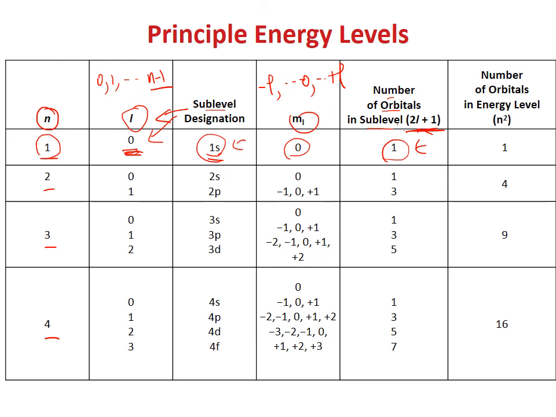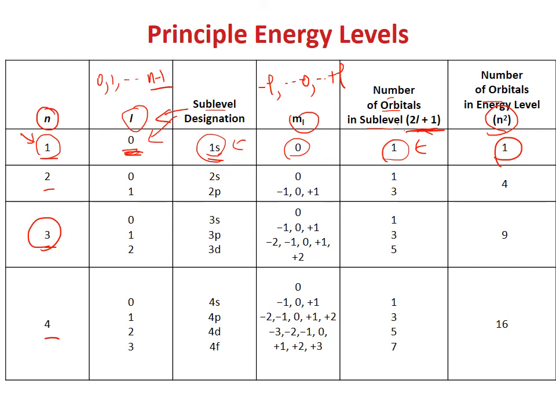And the total number of orbitals is n squared. So that's determined by n. So when n equals 1, 1 squared is 1. Just the 1s orbital. So when n equals 1, the total number of orbitals is 1, the 1s orbital. Now let's look at n equals 3.